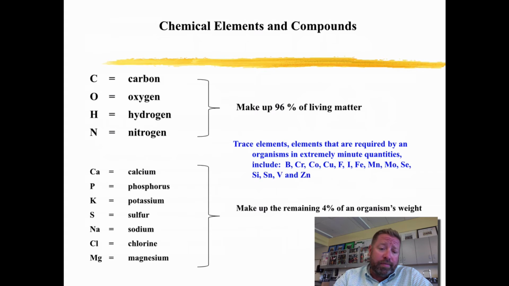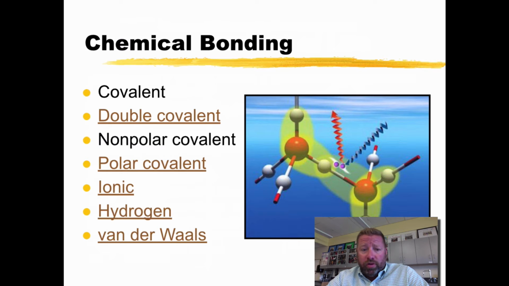Super important for later on. Currently, this is kind of where we are now. We're in the process now of talking about different types of bonds: covalent, double covalent, nonpolar covalent, polar covalent, ionic, hydrogen, and van der Waals.